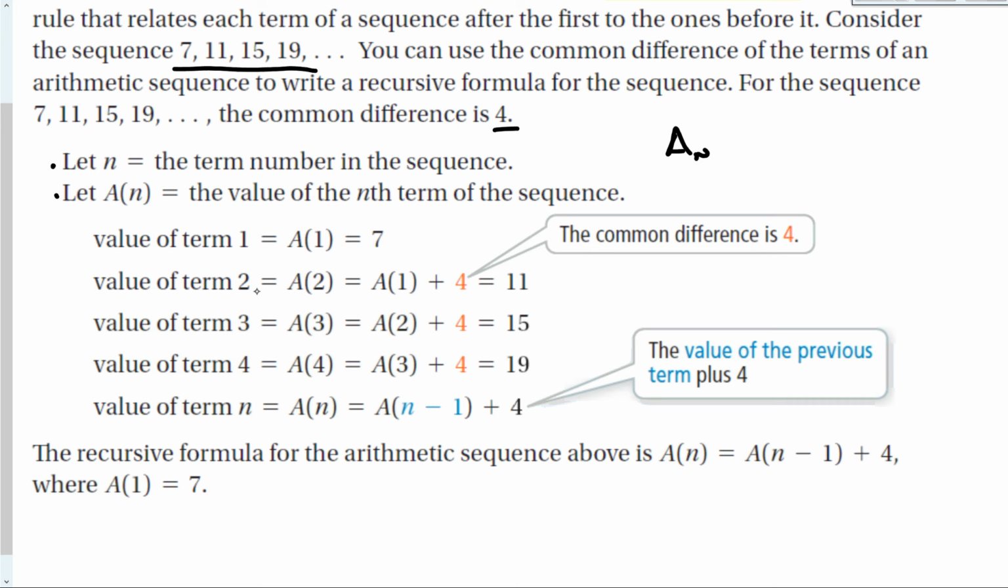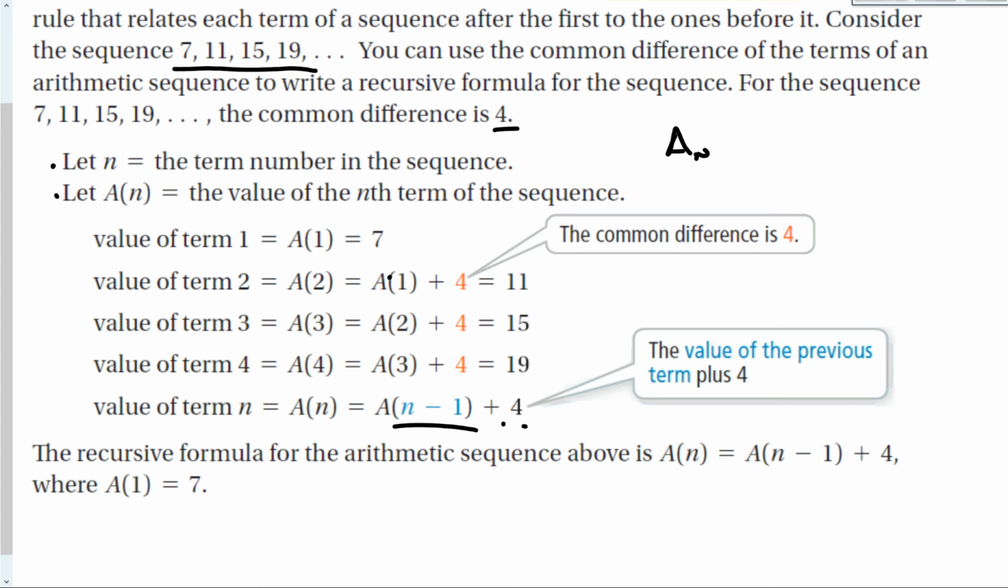The second term is going to be equal to the first term plus 4, which, since the first term is 7, would be 11. And that's the way this formula is going to go. It's always going to take the previous term and add 4 to it. And that would get you the next value, the next value, the next value. So the recursive formula for the arithmetic sequence above is a of n is equal to a of n minus 1 plus 4.